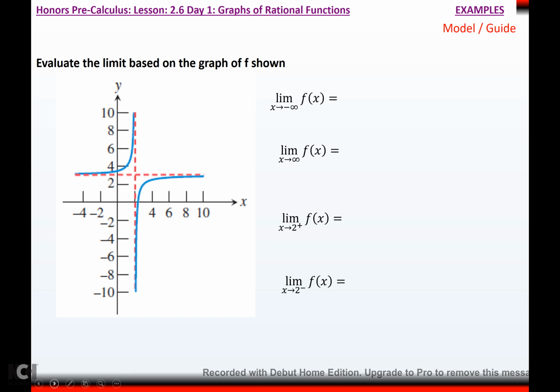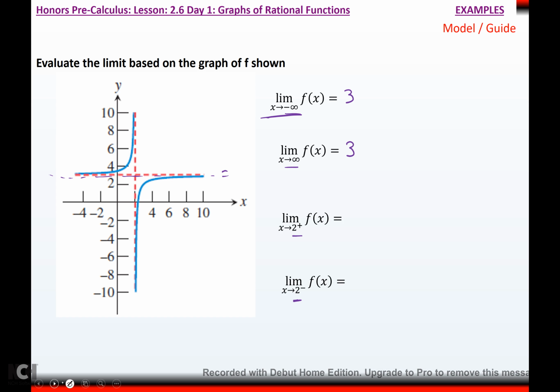Okay, so it says evaluate the limit based on the graph of f shown. They're going to ask you to take limits as you go to negative infinity, to positive infinity, and then to your vertical asymptotes. Okay? And you got to pay attention which way to approach it. This says as x goes to negative infinity. So if I trace the function going left, it's getting closer and closer to this dotted line, which is at y equals 3. So the function is approaching 3. Same as I go to positive infinity. If I trace this going to positive infinity, the boomerang is getting really, really close to this line. So the function is approaching 3.